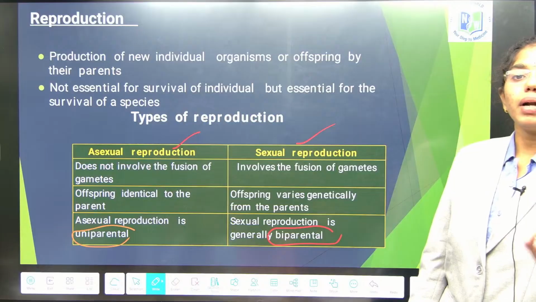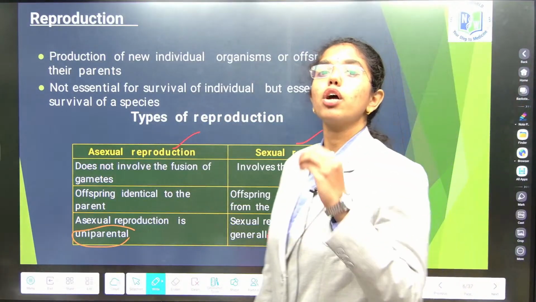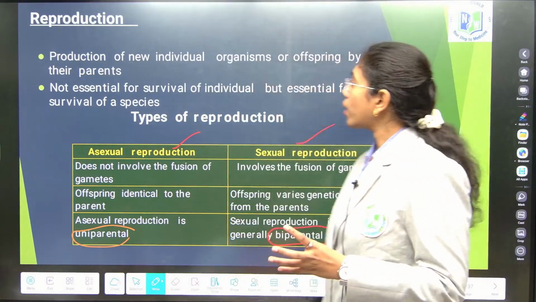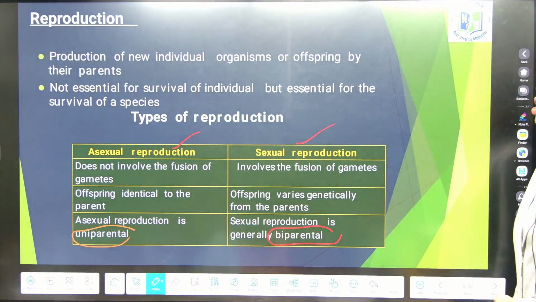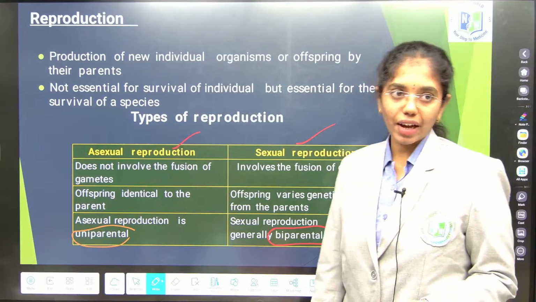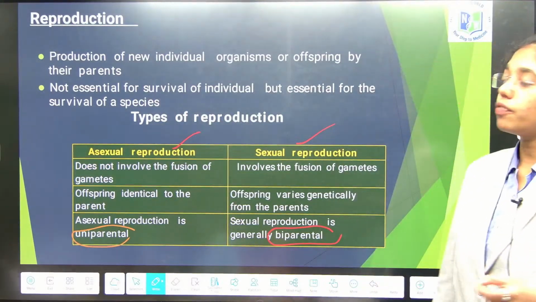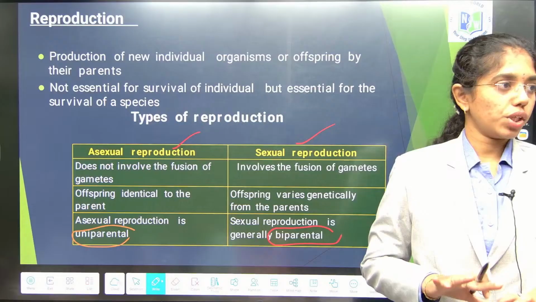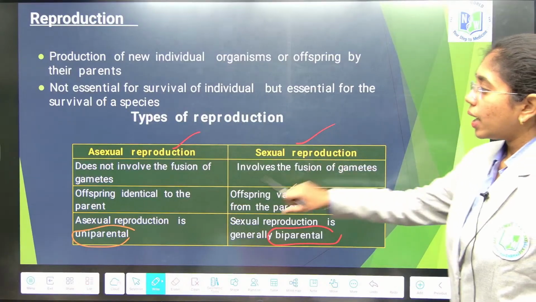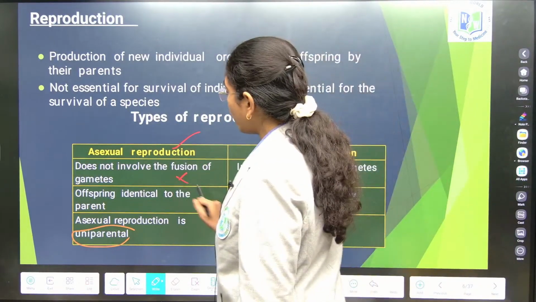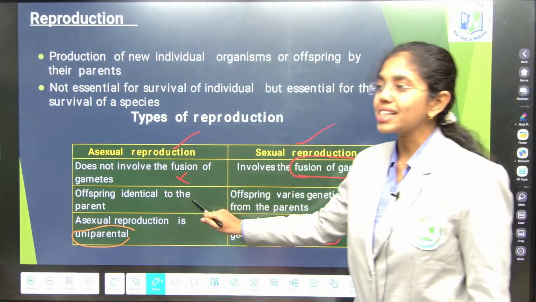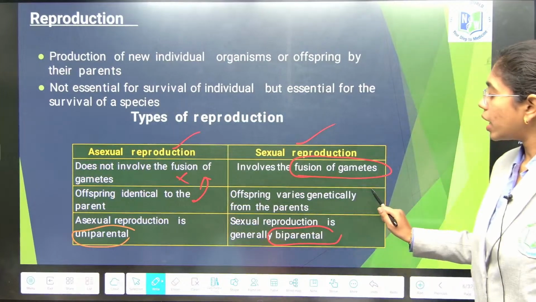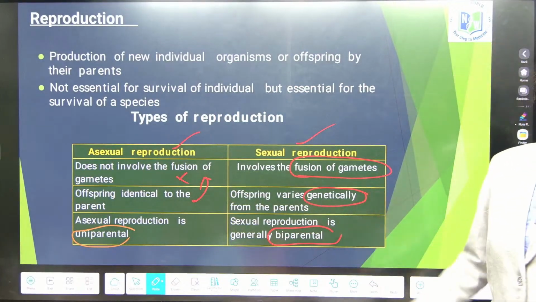Okay. In simple terms, what is reproduction? Production of new individuals. Okay. New individual organisms or offsprings from their parents. This is not essential for survival of an individual, but essential for the survival of species. Okay. Asexual reproduction doesn't involve fusion. Sexual reproduction involves fusion of gametes. Offsprings are same like that of parents. Here offsprings are genetically variable.